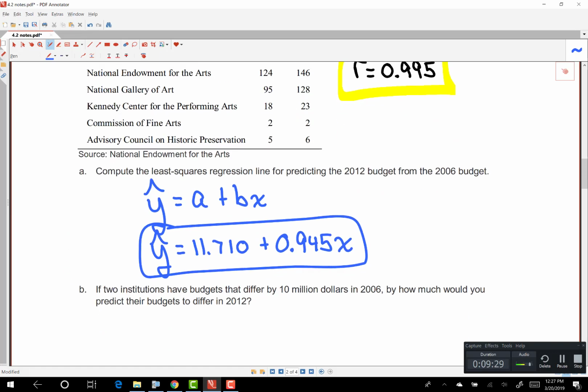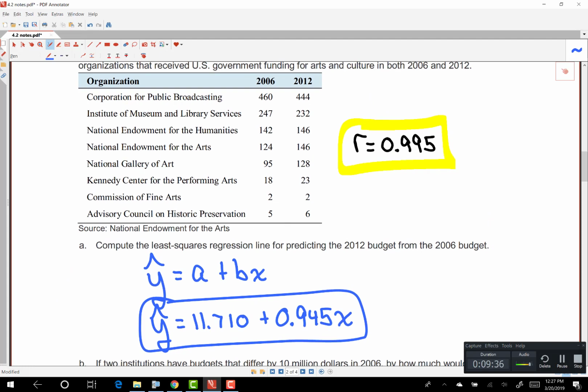And so the benefit of this is we can make predictions. So if we knew that an organization made a certain amount in 2006, and we want to predict what their funding is going to be for 2012, we could just plug that in for x.